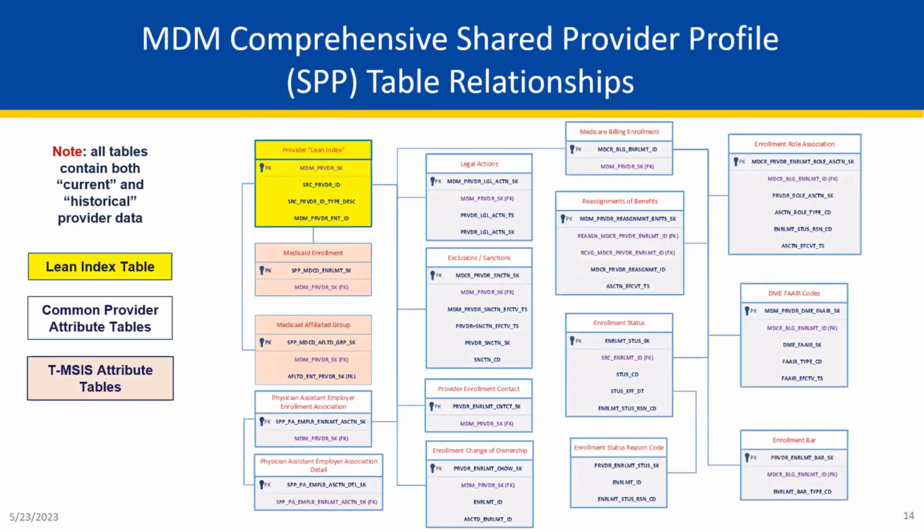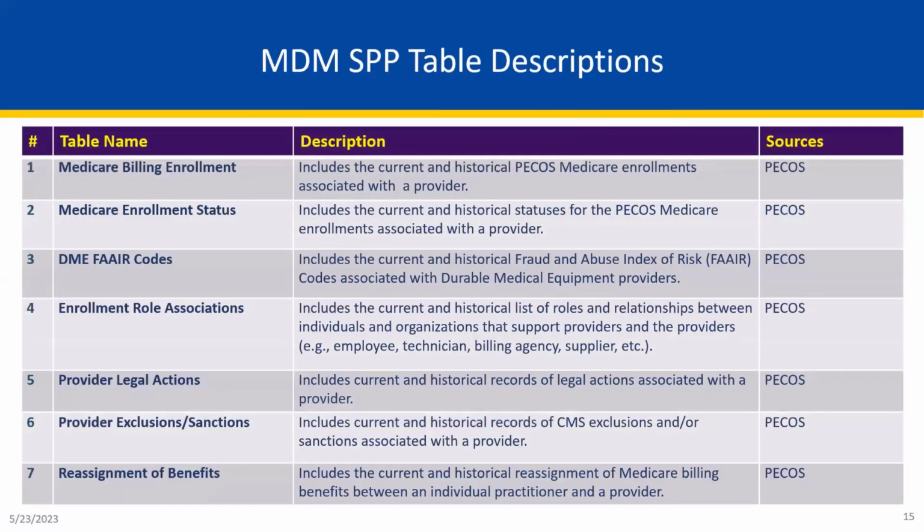Coming to the SPP tables, which are shared provider profile tables, they have data sourced from a single source. And today it's from PECOS, and it has supplemental data attributes that can identify a provider. And as you see here, in this data model we have the lean index that we have seen earlier, and that actually links the remaining other tables using MDM provider SK. Moving on, the next subsequent slides have the descriptions of each table and the source data they have.